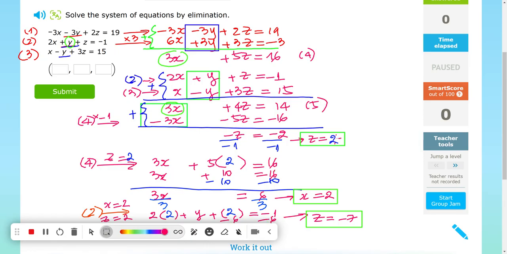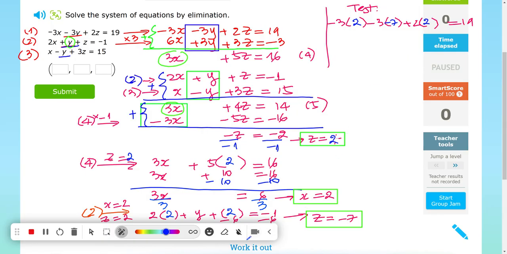So now you need to test. Okay, so let's do the testing. If the testing is correct, then we are correct. Okay, so let's do testing right here. So I test equation number 1. I got negative 3x subtract 3y plus 2z equal 19. Alright, substitute x equal 2, y equal negative 7, and then z also equal 2.